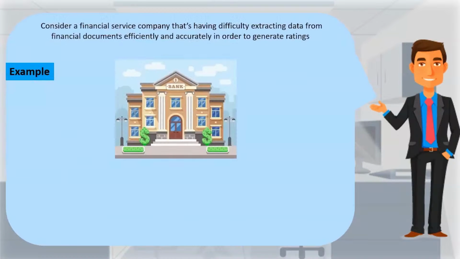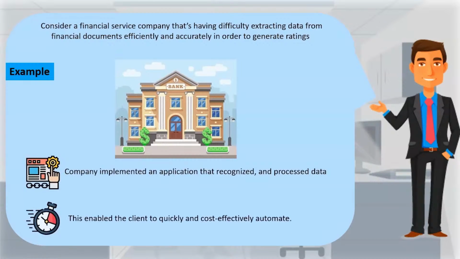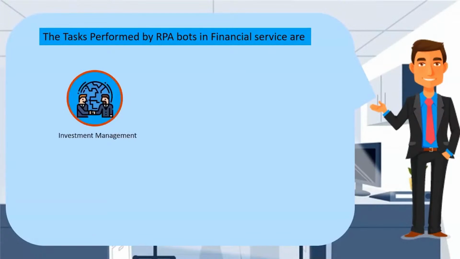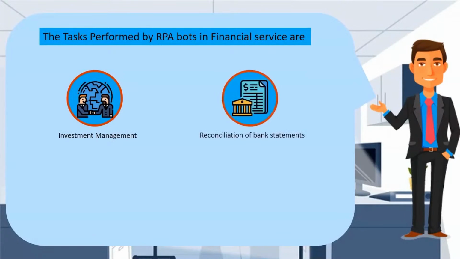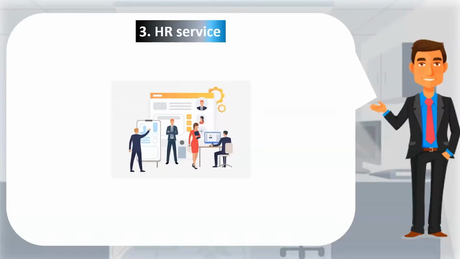Consider a financial service company that's having difficulty extracting data from financial documents efficiently and accurately in order to generate ratings. Using RPA, the company implemented an application that recognized and processed data. This enabled the client to quickly and cost-effectively automate. The tasks performed by RPA bots in financial service are investment management, reconciliation of bank statements, organizing the finances, and record of accounts receivable and payable.